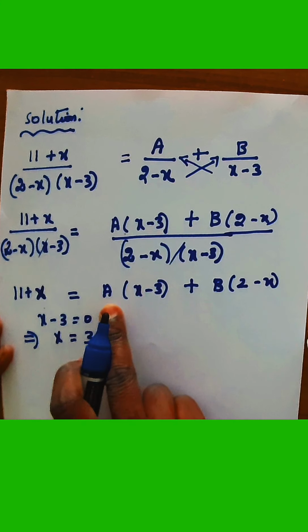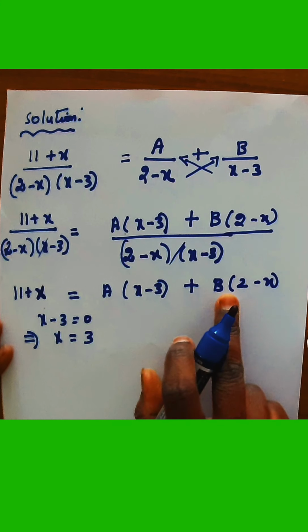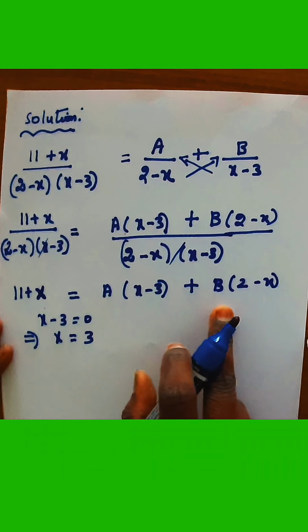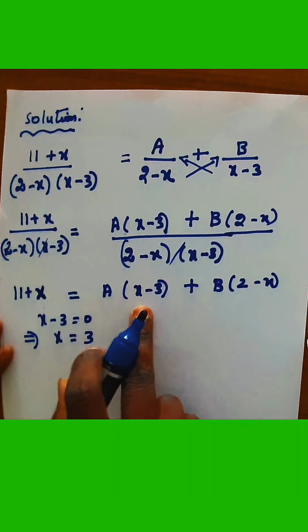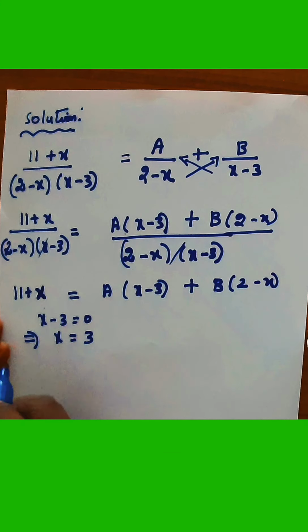A into 0 will become 0, so that I will get the value of b. Understood? So we have to eliminate one of the variables. It could be either a or b. If I am going to eliminate this a, I'll get the value of b. Now what will we do?